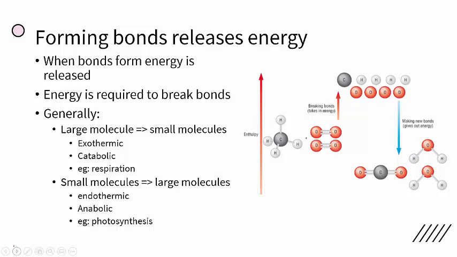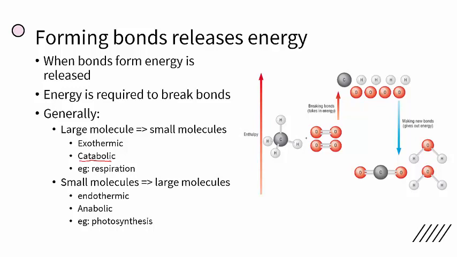Now, another word for large molecules getting broken down into smaller molecules, that's called catabolic processes. And so those processes are exothermic. An example of that would be respiration. We've got the large molecule glucose that's broken down, and that reacts with oxygen, and it's broken down into smaller molecules of carbon dioxide and water.